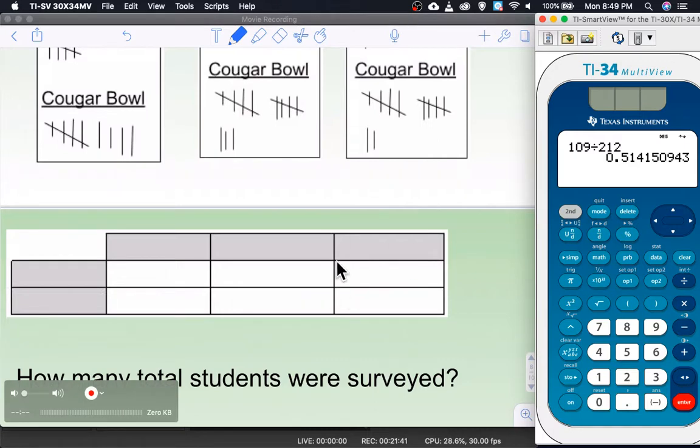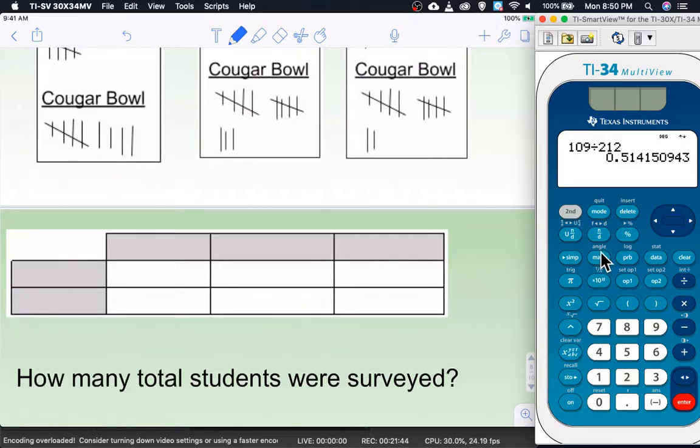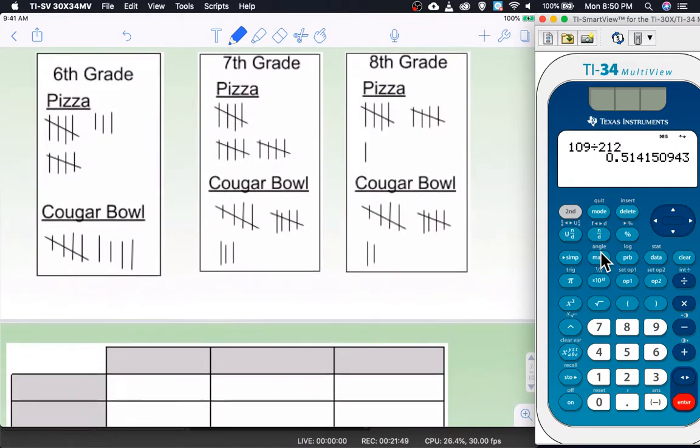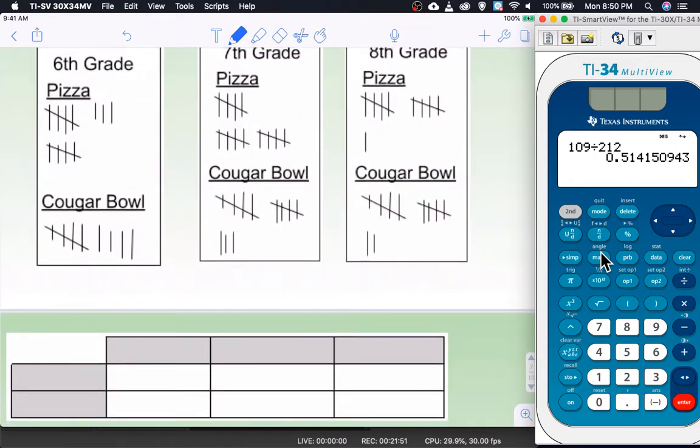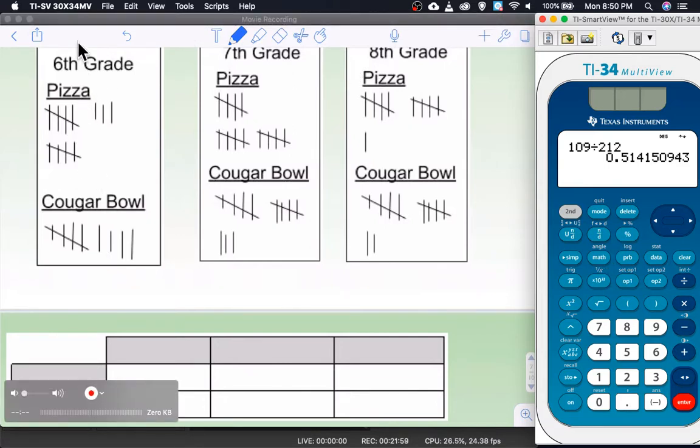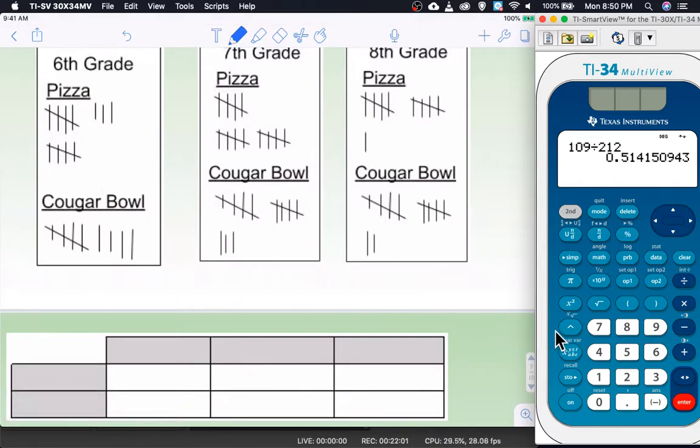So this space here is where we're going to put our two-way table. I'm going to get you started and I'm going to have you finish up. So I'm looking at this. I've got 2 foods and 3 grades. So looking at my table, I kind of have to put some of the things in specific places. Like I should probably put my grades across the top because I've got 3 grades, 6th, 7th, 8th, and 2 foods, pizza and Cougar Bowl.